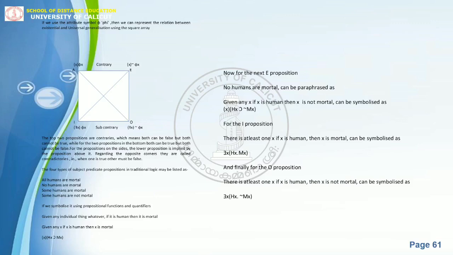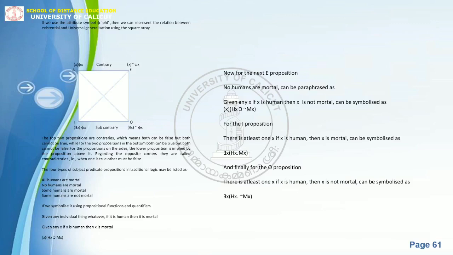So there are four types of subject predicate propositions as in traditional logic, that is A, E, I, O. That is universal affirmative, universal negative, particular affirmative and particular negative. So all the forms are given here, that is all humans are mortal, no humans are mortal, some humans are mortal, some humans are not mortal.